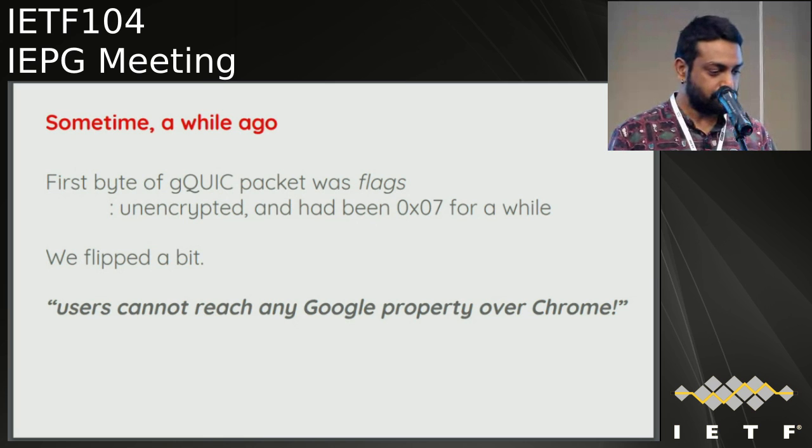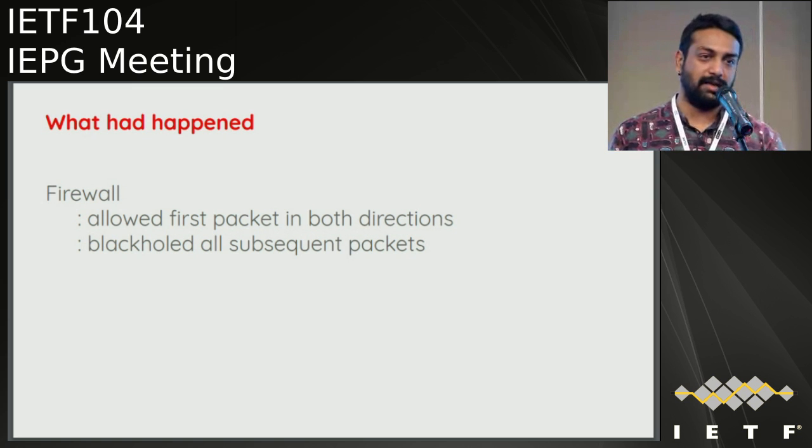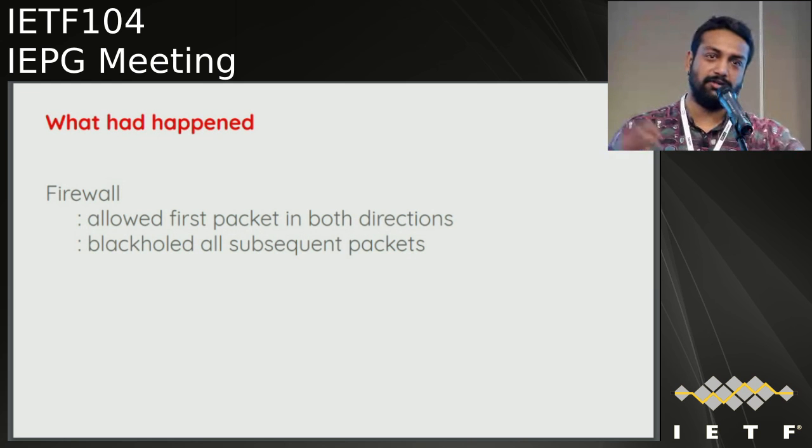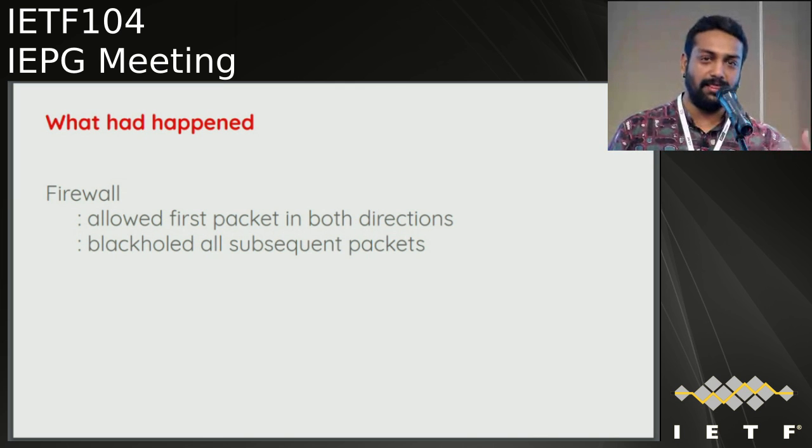Long story short, this was a firewall deployed in enterprise networks that allowed the first packet in both directions to go through. Chrome basically did a happy eyeballs: I'm going to try QUIC, and if it doesn't work, I'll fall back to TCP. The doesn't-work was concluded based on whether the handshake packet came back or not. So Chrome would send out a handshake packet, the firewall would let it through, the response would come back from the server, the firewall would let it through, and then when Chrome decided QUIC's working, the firewall would black hole everything. It was the perfect mismatch between these two mechanisms.